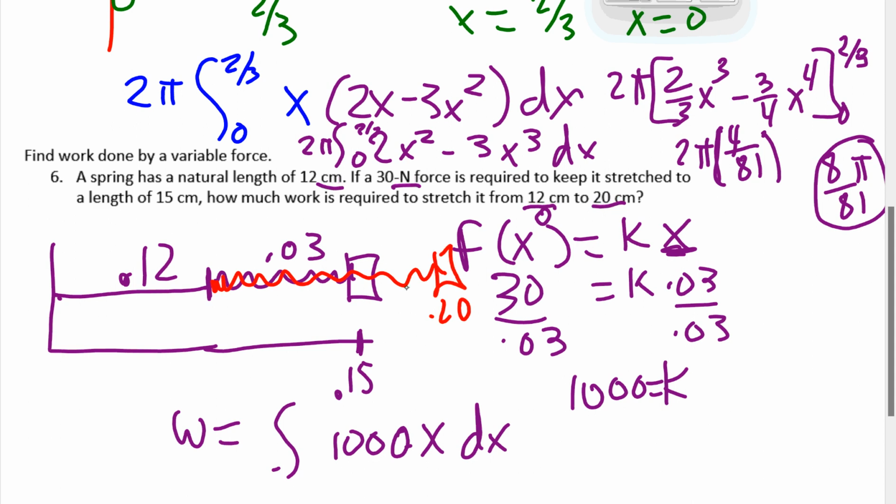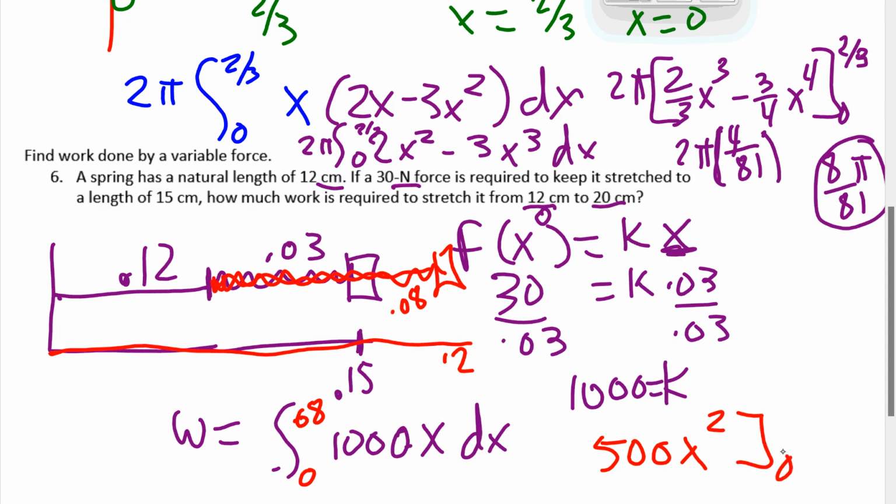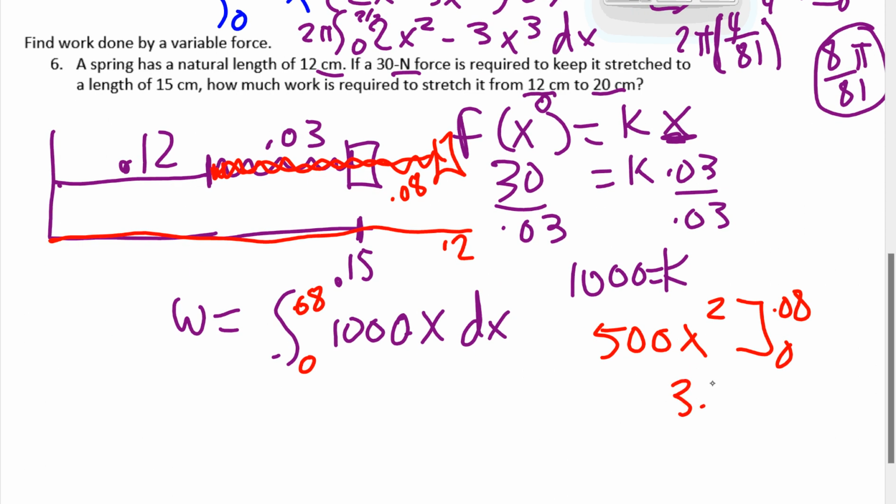So beyond its natural length is 0.08. Okay, so just the red part. So from here all the way is 0.2, so beyond its natural length is just 0.08. So I'm going from 0 to 0.08. Now I'm going to take the integral of that, which is 500x squared from 0 to 0.08, and we get 3.2. And because I'm in newtons and in meters, then I'm going to do joules. Okay, so 3.2 joules.